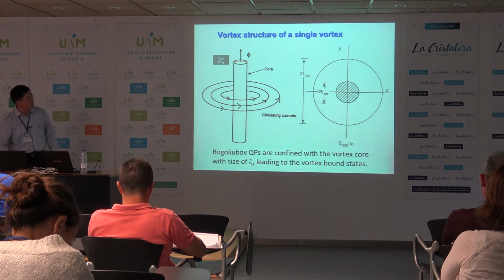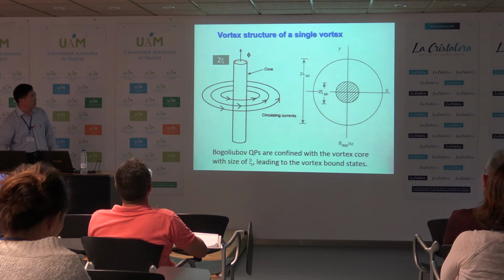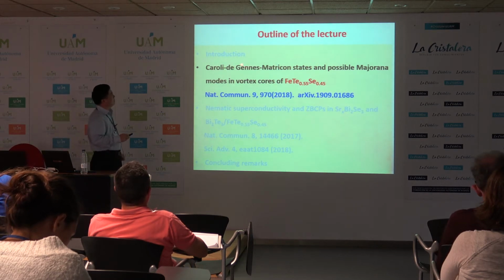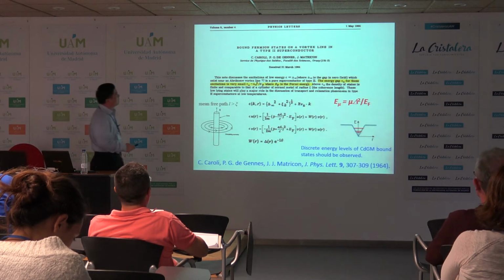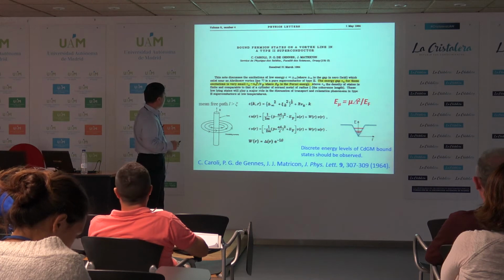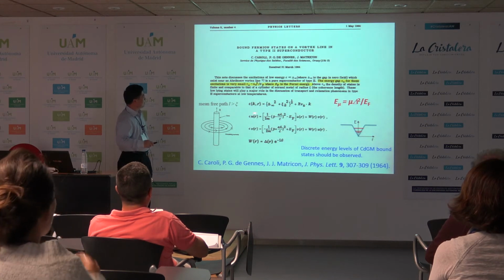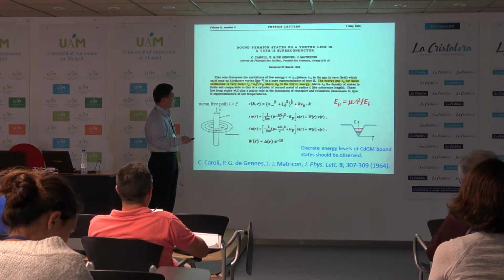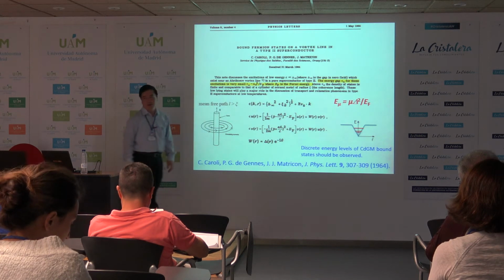So for a more precise description, we need to solve the Bogoliubov-de Gennes equation. Okay, so the so-called BdG equation should be solved. So then I come to the so-called Caroli-de Gennes-Matricon state. This pioneer work was first done in 1964 by Caroli, de Gennes, and Matricon. They considered this equation and they did the detailed calculation by solving this BdG equation. Here the added term is the kinetic energy of the supercurrent, added to the Bogoliubov energy, this total energy. So that's what we have done.